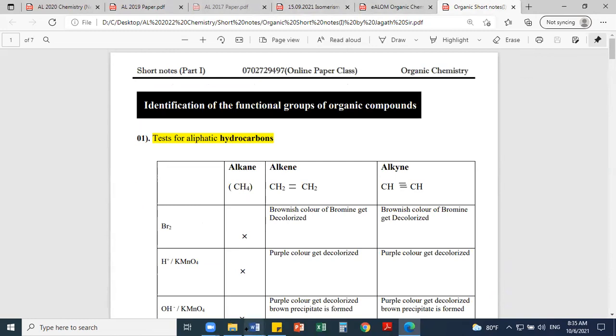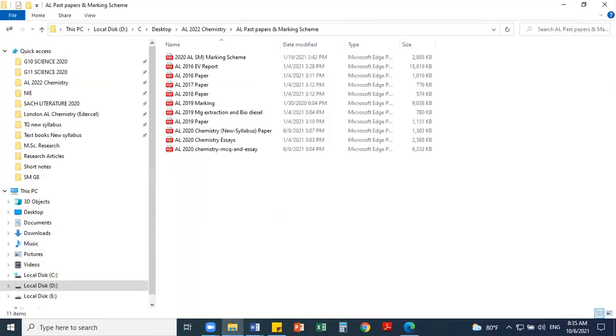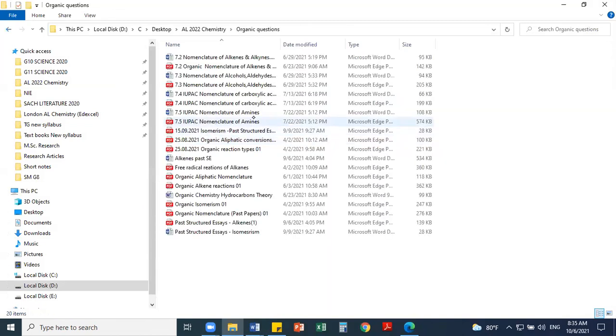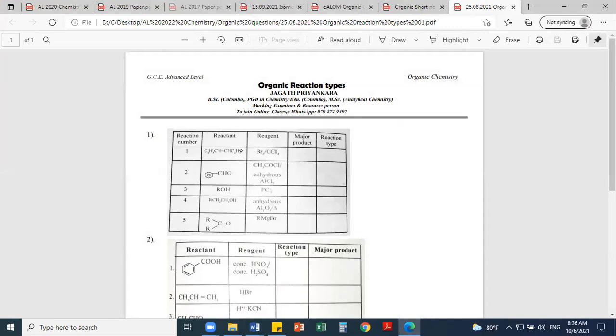Okay, then there's one more thing I forgot. 2000 organic equations, organic reaction types. No, this paper, I think. This paper.